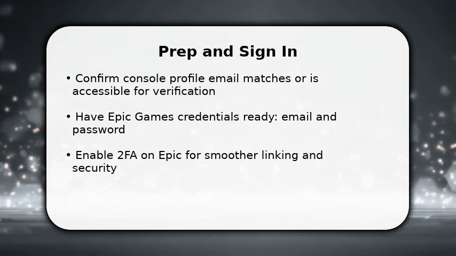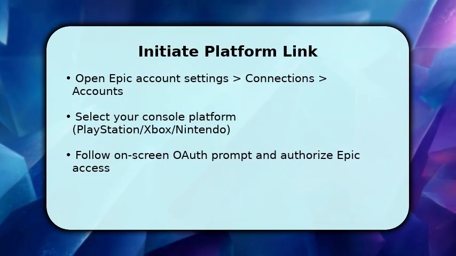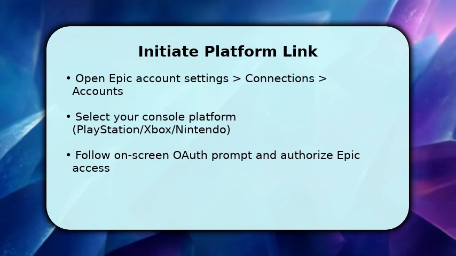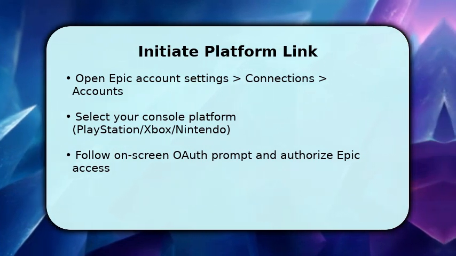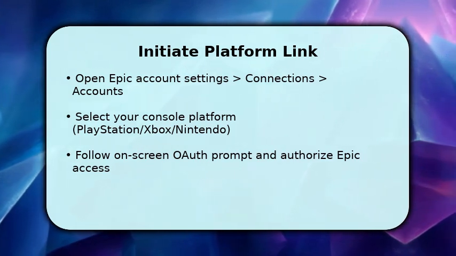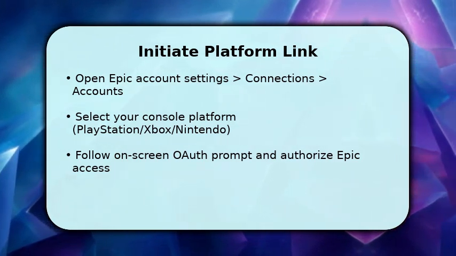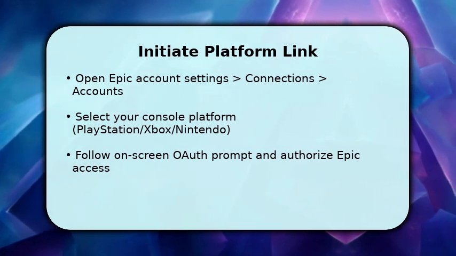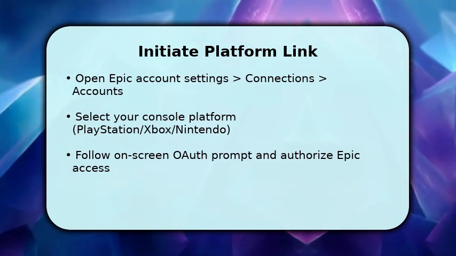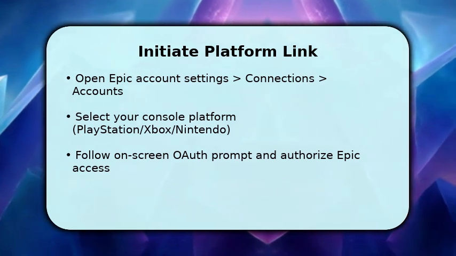You now begin the actual linking process inside Epic account settings. Navigate to Connections, then Accounts, and choose the console platform you use. When Epic opens the platform's sign-in window, enter your console credentials and authorize Epic to access basic profile and purchase data. Once you grant permission, Epic will confirm the connection. If prompted, select the correct console profile to attach. Make sure to read permission scopes so you understand why Epic needs access. This ensures purchased items and progress.